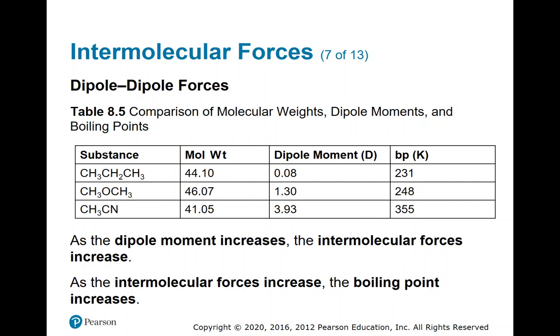Now, because they're more or less the same weight and size, they have about the same amount of London dispersion forces, but the dipole-dipole interactions are much different between the three of them. So you can see the more polar the molecule, the higher its boiling point. And this is due to the fact that, for instance, acetonitrile is going to have much stronger dipole-dipole forces than something like propane, which basically doesn't have any at all because it's nonpolar.